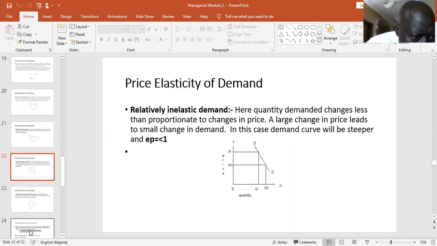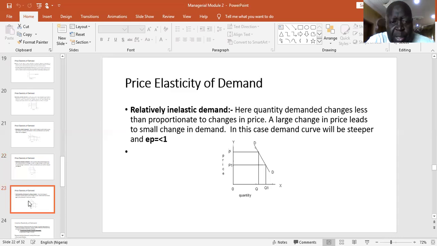That is also relatively inelastic demand. Here, quantity demanded changes less than proportionally to the change in price. A large change in price leads to a small change in demand. In this case, the demand curve will be steeper, and elasticity of demand will be less than one. Look at the huge decrease in price, but look at the little increase in quantity demanded from Q to Q1. The change in price is from P to P1, where the increase in quantity is just Q to Q1. Look at the size. That's why I say relatively inelastic. So price has less effect on this type of demand for a commodity.